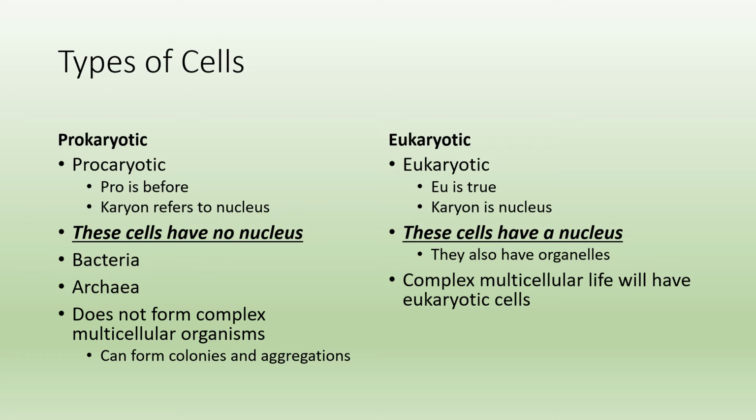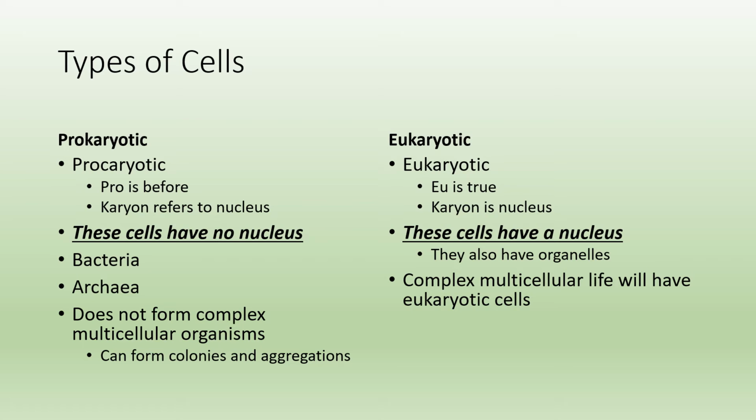Prokaryotic cells do not form complex multicellular organisms. So they can form colonies and aggregations, but the individual cells can be separated from the colony or the aggregation and still be alive. Unlike the cells in a complex multicellular organism like us, which are all dependent on each other. And so our cells are the other type, the eukaryotic cells.